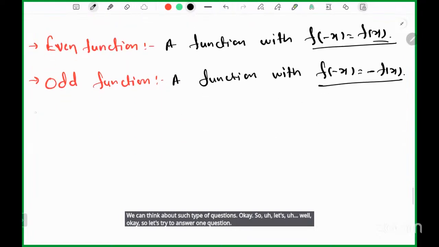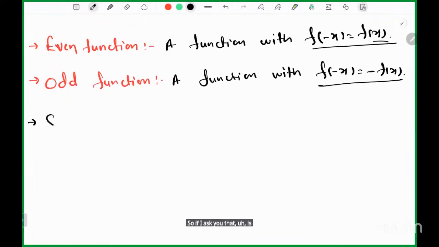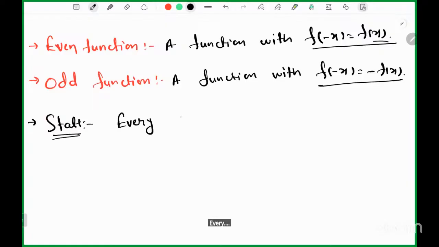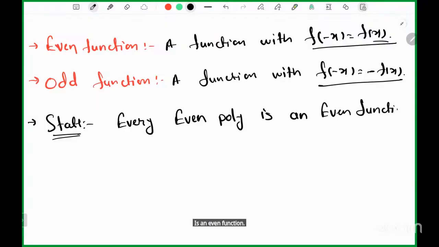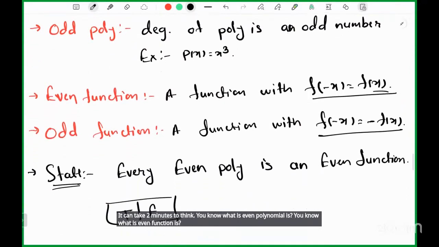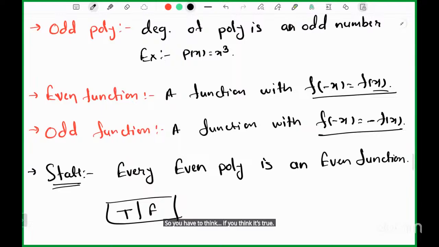So if I ask you, is the statement true or false? So the statement is: every even polynomial is an even function. So what do you guys think? Is it true or false? You can take 2 minutes to think. You know what an even polynomial is, you know what an even function is. So you have to think. If you think it's true, then it's true. If you think that it's false, then you have to construct an example to say that it's false.